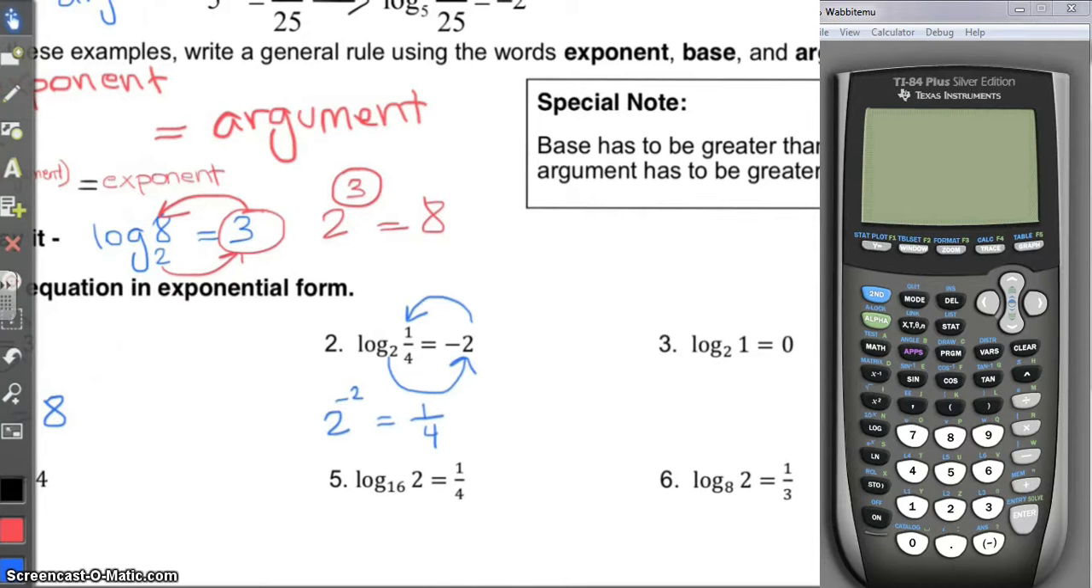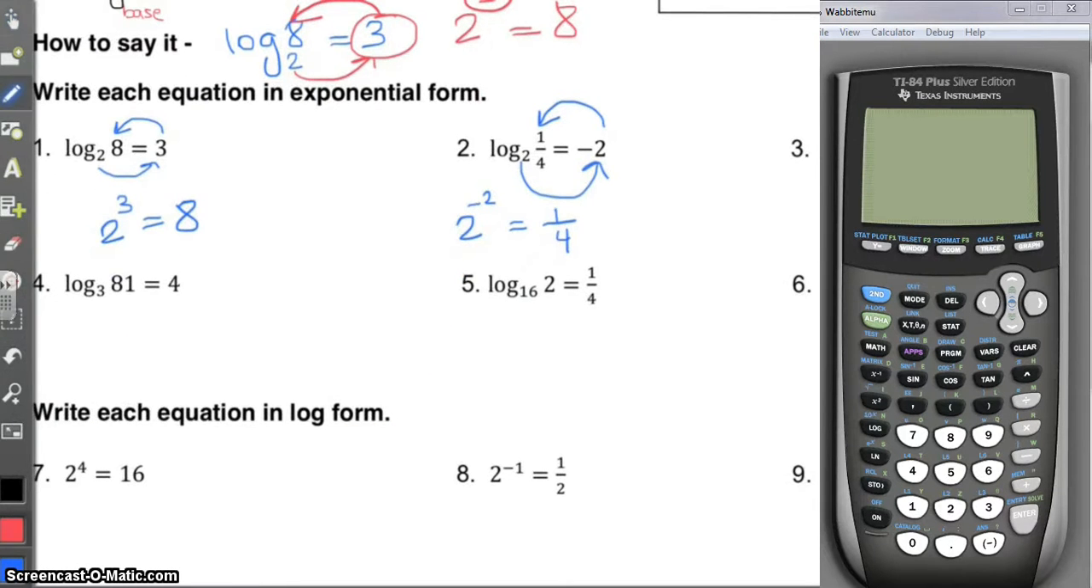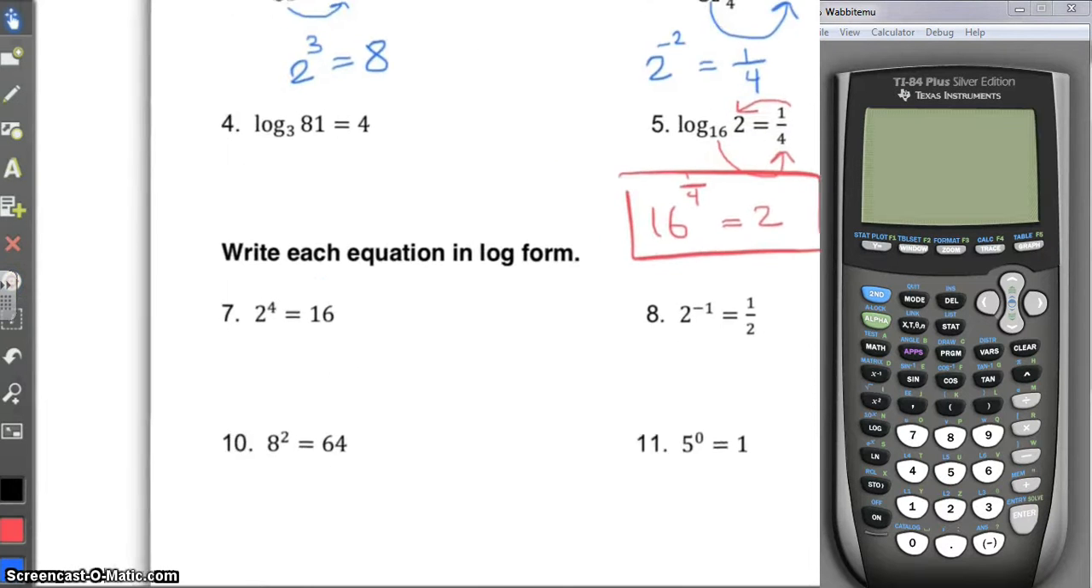I'm going to do one more. I'm going to do number 5, and you can do the rest on your own. So 16 to the power 1/4 would give you 2. So 16 to the power 1/4 is equal to 2. That would be your final answer. So again, the base raised to this exponent will give you the argument. So make sure that you memorize those terms.